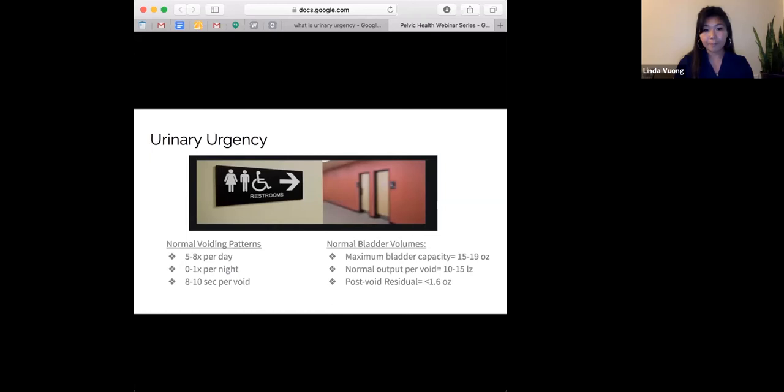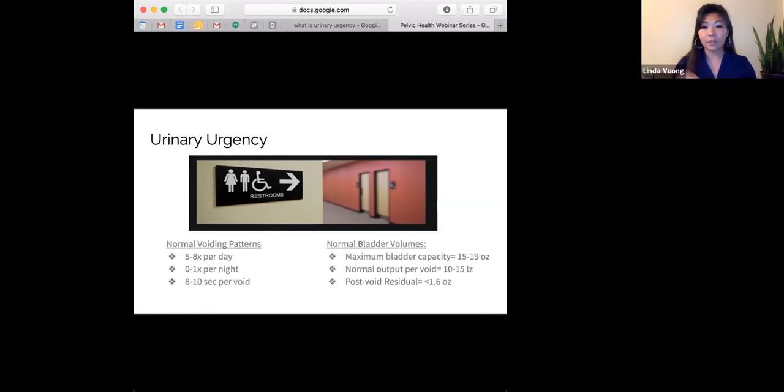So, urinary urgency. Really quick, at the bottom of the list you'll see normal patterns and normal volumes. Normal voiding patterns in a 24-hour day is 5 to 8 times a day, generally about every 3 to 4 hours. In the middle of the night, we're probably going 0 to 1 time a night. The last bullet point says 8 to 10 seconds per void. I think it depends on how fast people count, 1 Mississippi, 2 Mississippis, it's relative. However, we're looking to empty at least half the bladder.